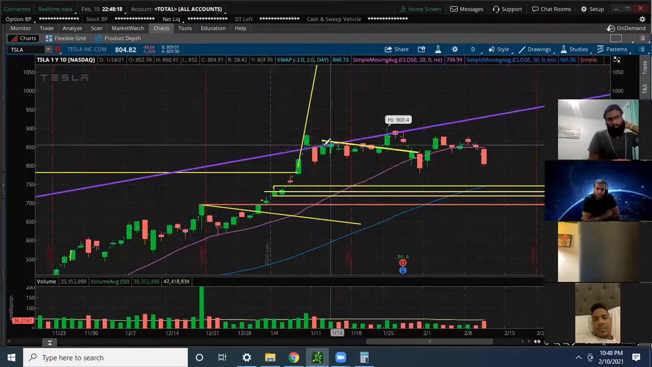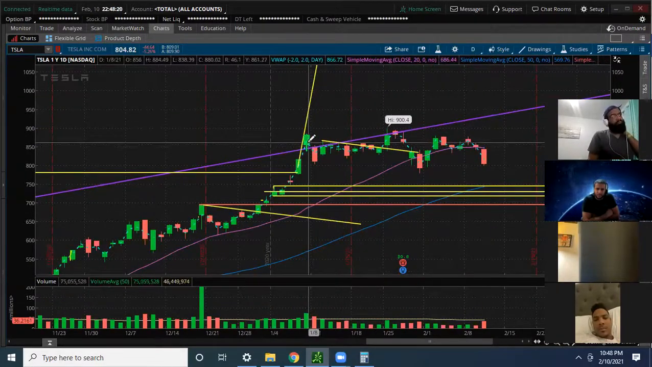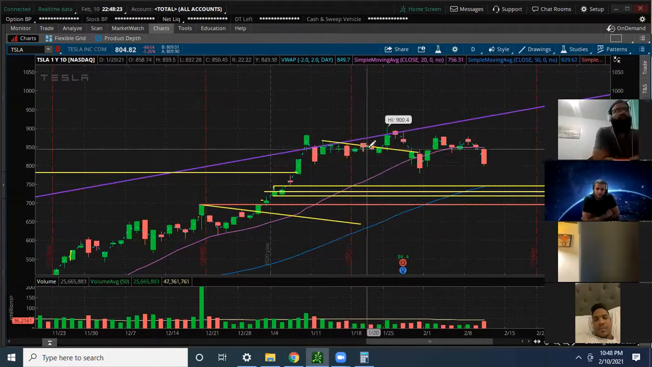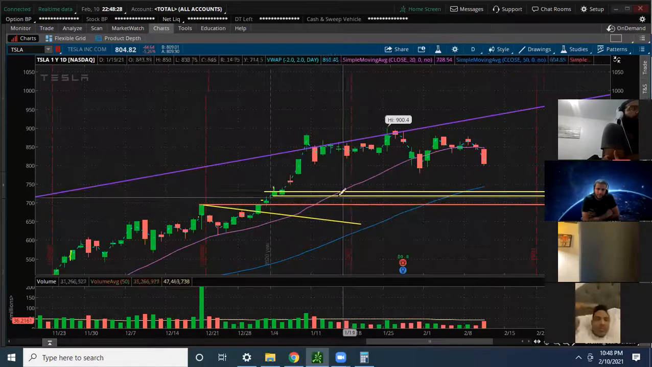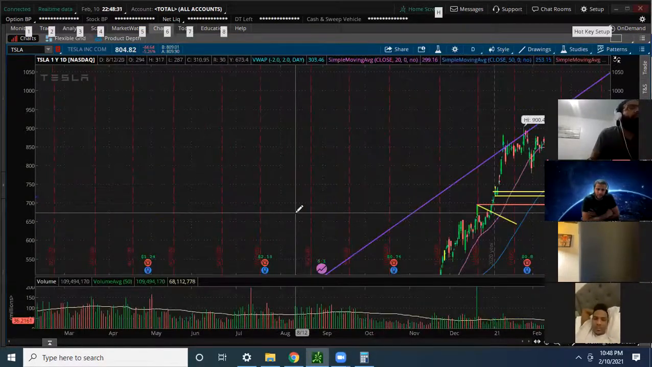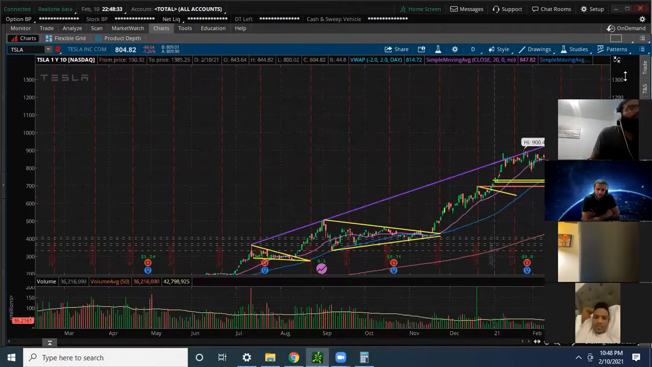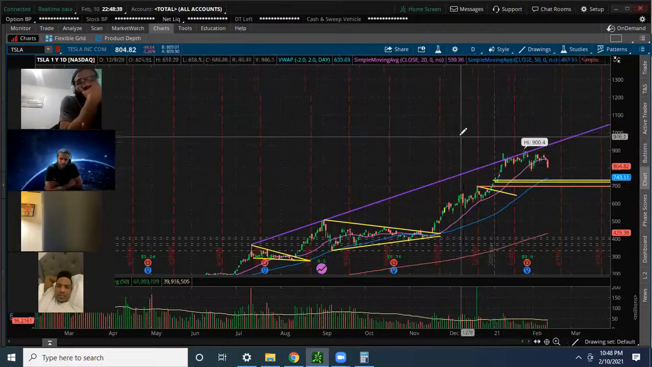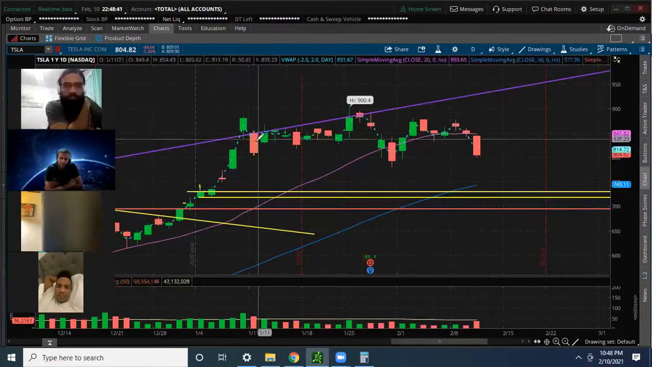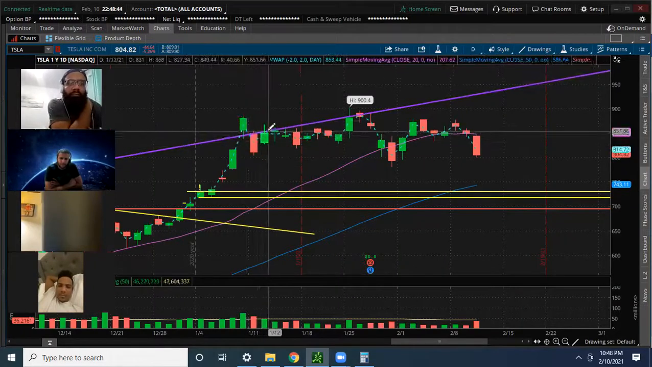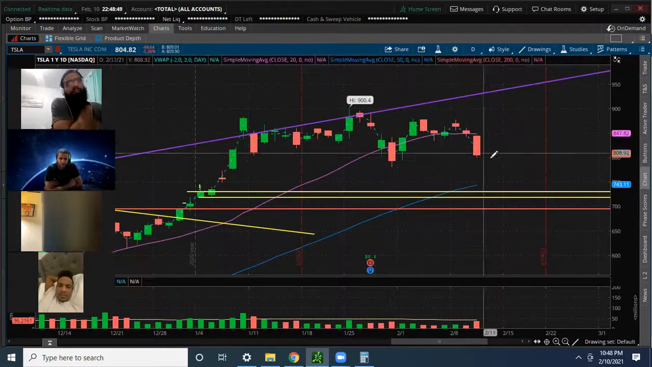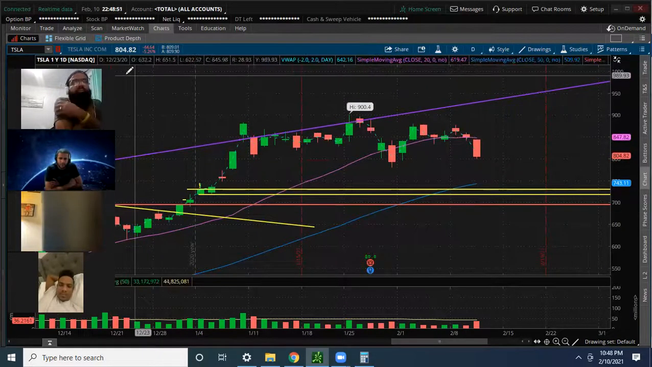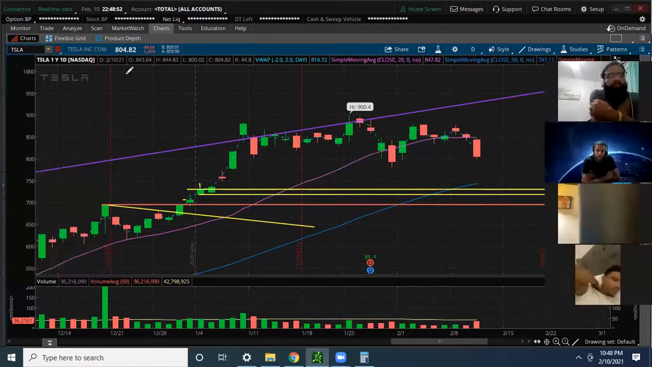It uses it as resistance here. So it breaks out of the structure. Let me remove all of this stuff so you guys can see it better. So just off me extending this trend line with two points, look how the stock uses it as resistance here. It breaks out a little bit here, but then it has difficulty going up. That's the importance of trend lines. The stock will respond to trend lines if you draw them properly.